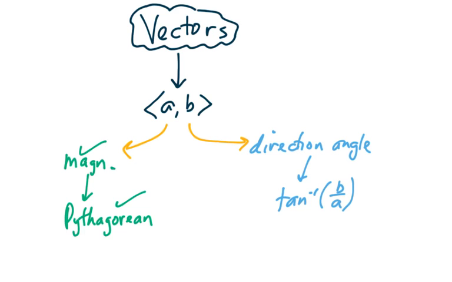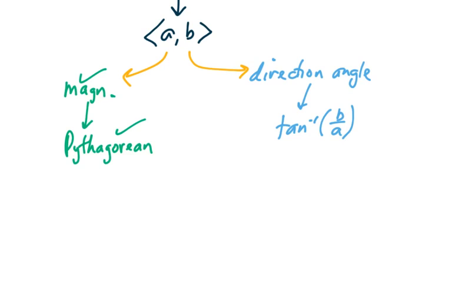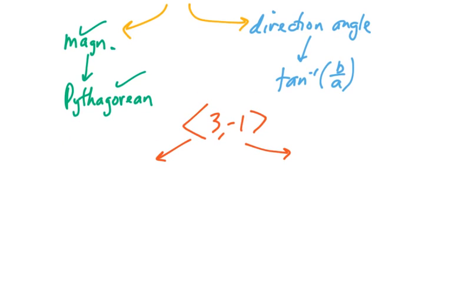So what's really cool that you can do right now, for example, is if I give you the vector 3 comma negative 1, we can do everything. We can find the magnitude and we can find the direction angle. Let's do that really quick as a quick review. All right, so here's your a, here's your b. Why don't we give this vector a name? Why don't we call this vector u?